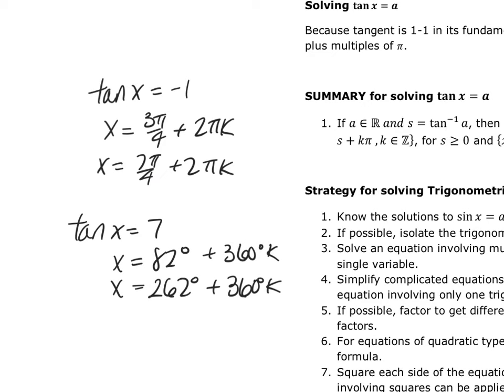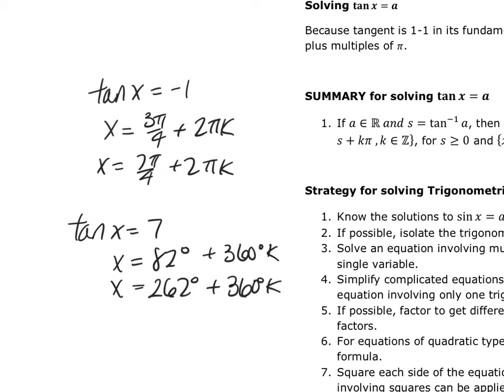Should only be in quadrants 1 and 3, because that's where tangent is positive. Tangent's negative in 2 and 4. Which one is quadrant 1 and 3? And because the answer for tangent is positive, I have to be in 1 and 3. Tangent is negative in quadrants 2 and 4. So I need to be in 2 and 4 for the first example, and 1 and 3 in the second example.